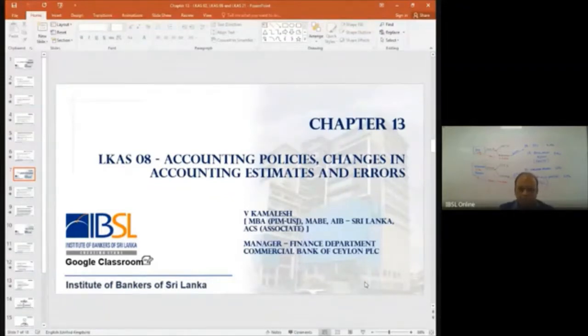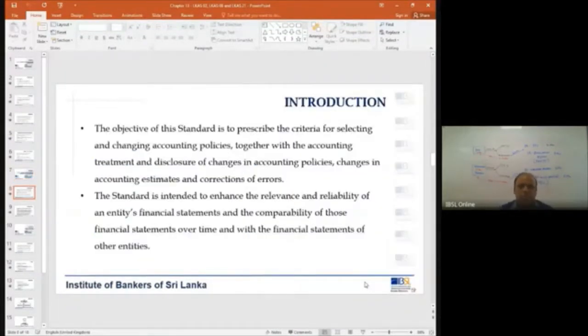Right. So what does this standard say? The objective of the standard is to prescribe the criteria for selecting and changing accounting policies, together with the accounting treatment and disclosure of changes in accounting policies, changes in accounting estimates, and corrections of errors.